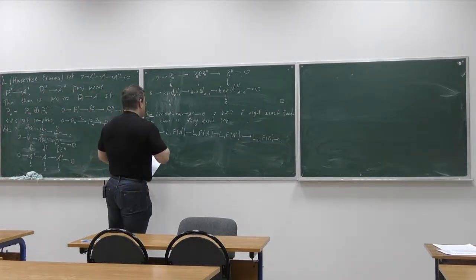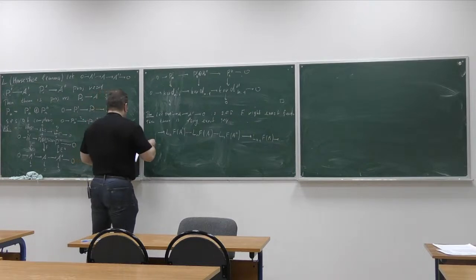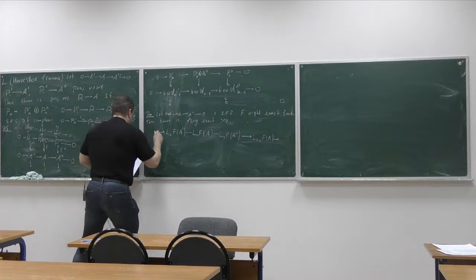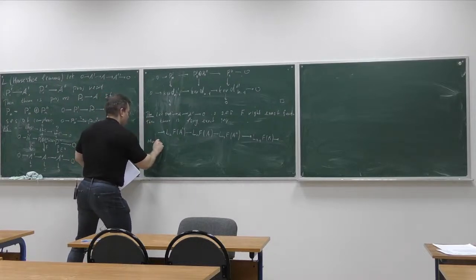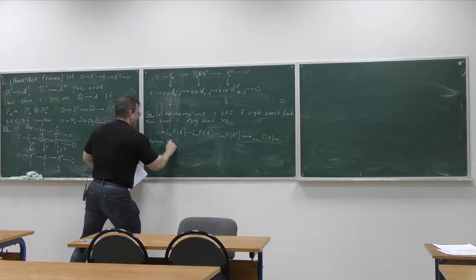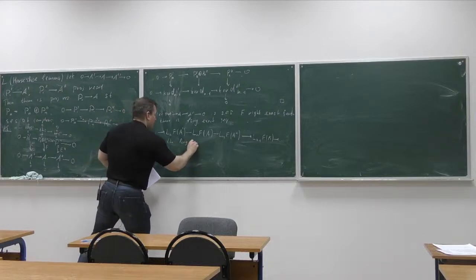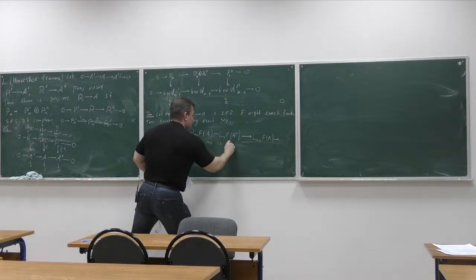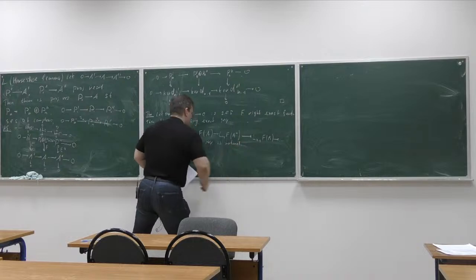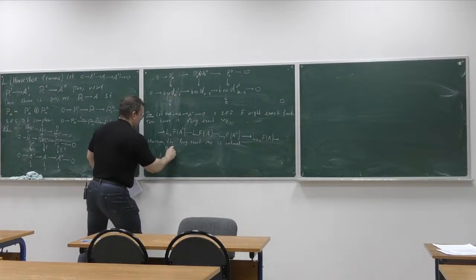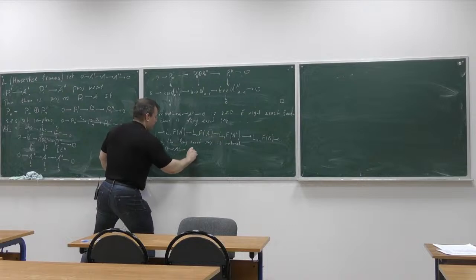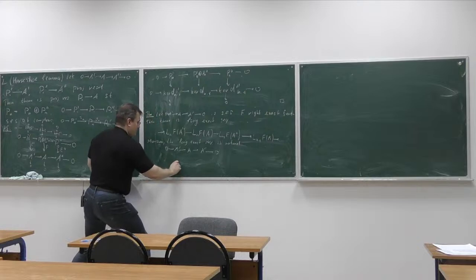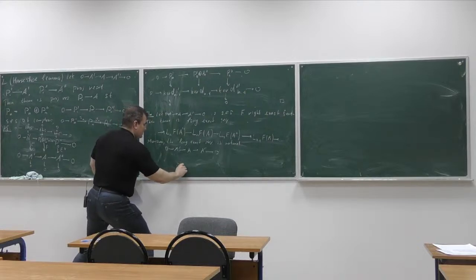So this is the first claim of the theorem, and the second claim is the following. This long exact sequence is natural. And it means the following. If you have two short exact sequences and a map between them, so one short exact sequence is A, the second exact sequence is B.